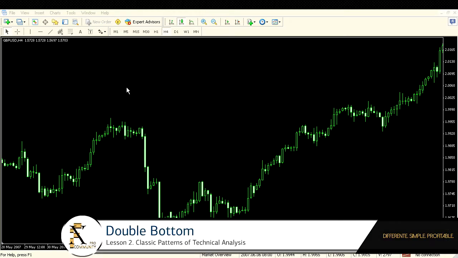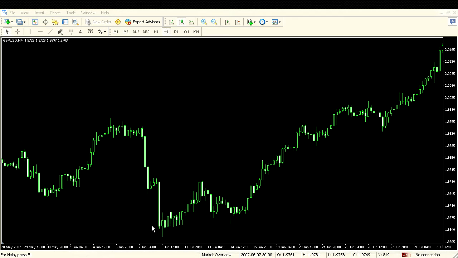Lesson 2. Classic patterns of technical analysis. Double bottom. The pound versus dollar currency pair, 4 hours chart. The double bottom is determined in the following way. We take two formed bottoms and draw a line through them. That gives us the support line.